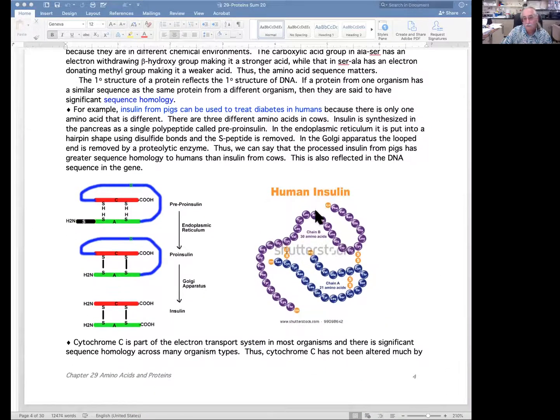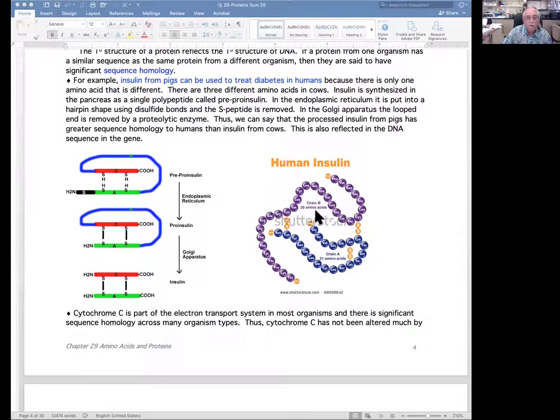So then we talked about sequence homology. So here's insulin. Here's the processing of insulin. So this is what's coming from the gene. So the gene, well, we'll see later on, it may or may not have introns in it, but the gene codes for this messenger RNA, which codes for this protein, but that's not the protein that we see cruising around in the blood. It has to be processed. So here by the endoplasmic reticulum and the Golgi apparatus.